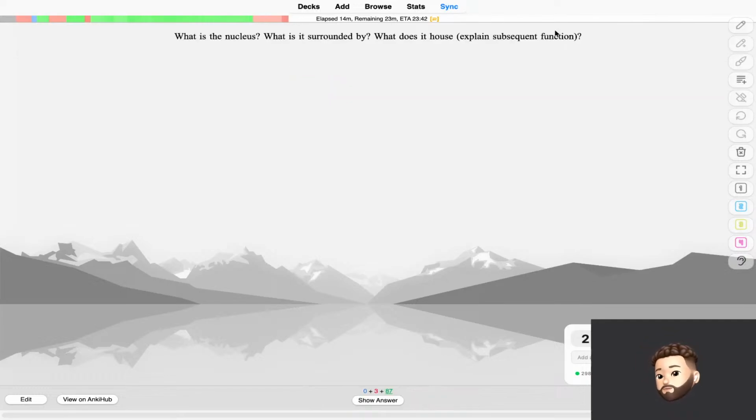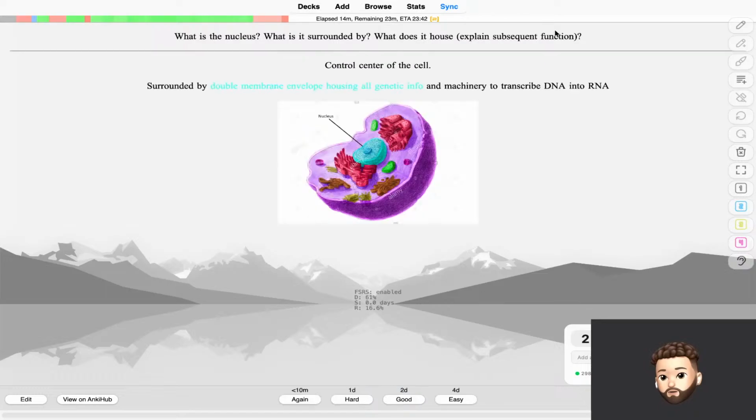I had that. What is the nucleus? The nucleus is the control center of the cell, surrounded by a double membrane. It houses genetic information and other machinery to transcribe DNA into RNA.